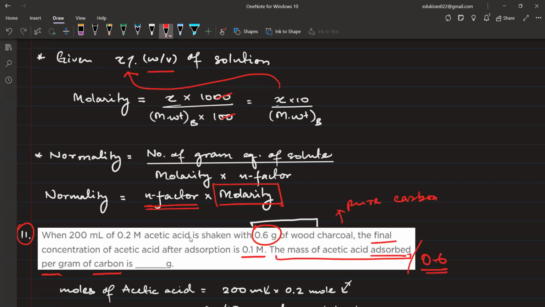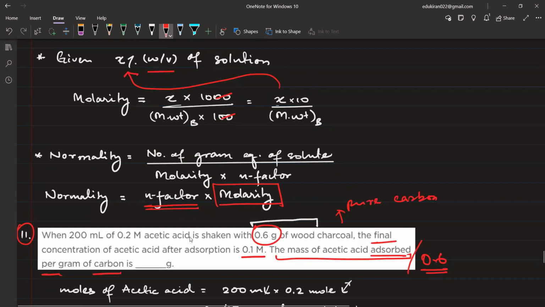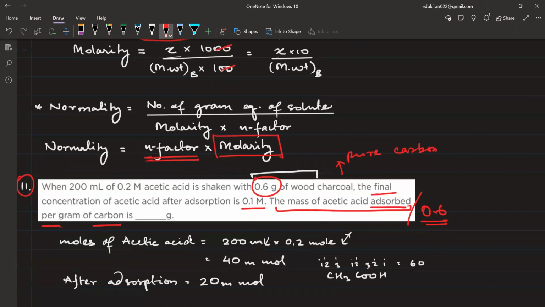So first of all, if you want the mass, you have to know the moles. Initially, the moles of acetic acid is equal to how much? You will use this formula. Number of moles is equal to molarity into volume. Molarity is 0.2 moles per liter, and the volume is 200 ml. 200 ml में milliliter में liter and liter inverse will get cancelled, and you will get 40 millimoles. ठीक है, आपको क्या मिला यहाँ पे? You have got 40 millimoles. After adsorption, it became how much? 0.1.